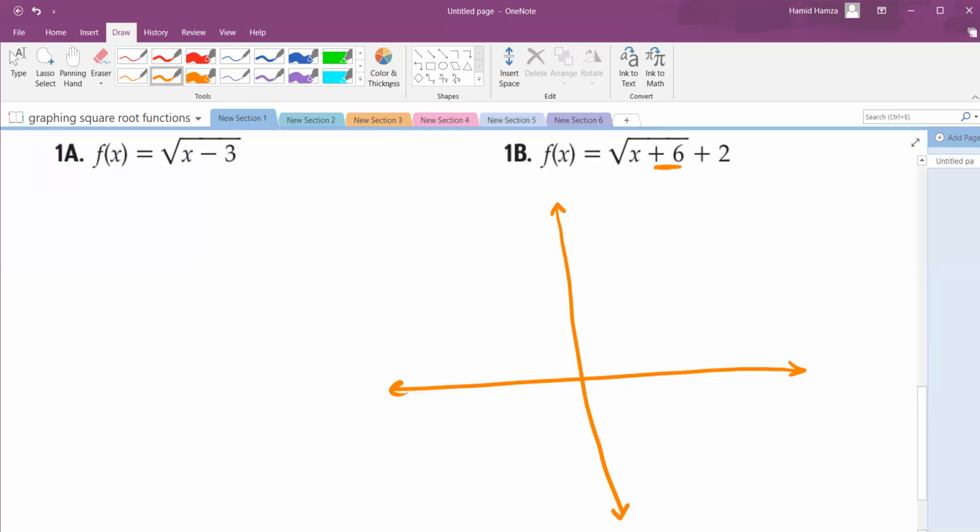Oh, sorry. Left. So 6 units left, that means instead of starting from here, I'll go 6 units left and 2 up. So the starting point, instead of drawing it from here, like this is the parent function, it will be like this.